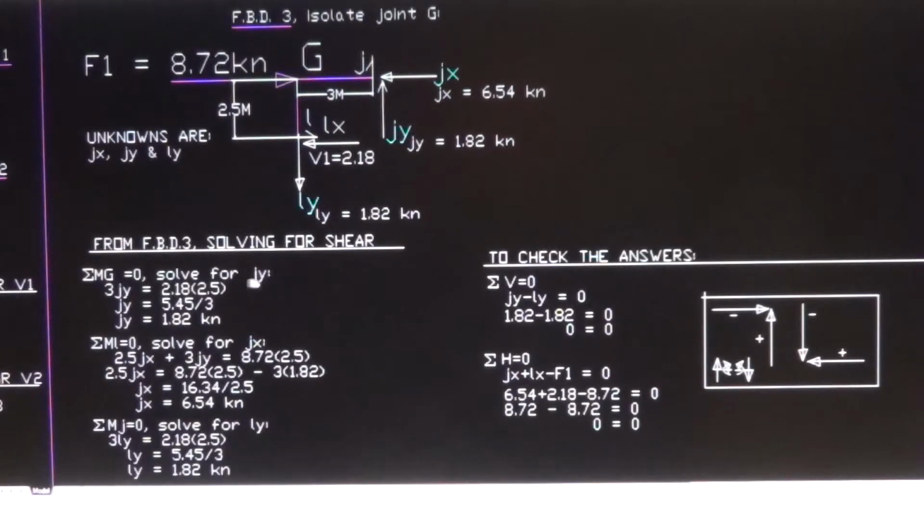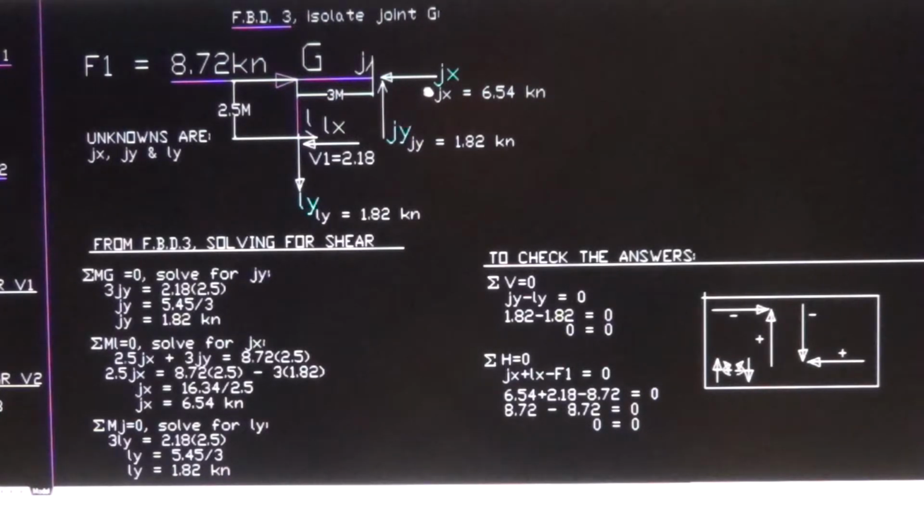Let's solve for Gy first. To solve for Gy, we have to take the moment at joint G right here. Summation of moment G is equal to 0. Gy has a lever arm of 3, equal to the V1 of 2.18 times the lever arm of 2.5. Gy now is equal to 5.45 divided by 3. Gy is 1.82. When you take a moment at G, the axis of rotation, all the forces passing through there are equal to 0. Gx would be 0, wind load becomes 0, Ly becomes 0, and we only have these two forces, and the unknown is Gy. We have one known, which is the V1. So Gy we found 1.82 kilonewton.